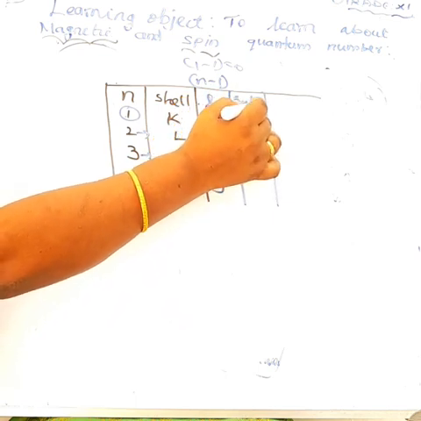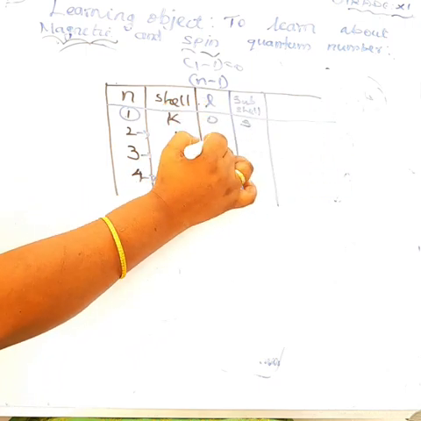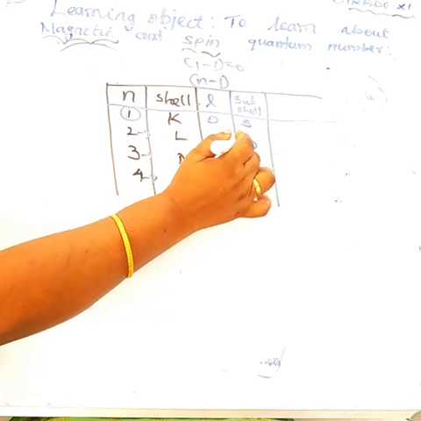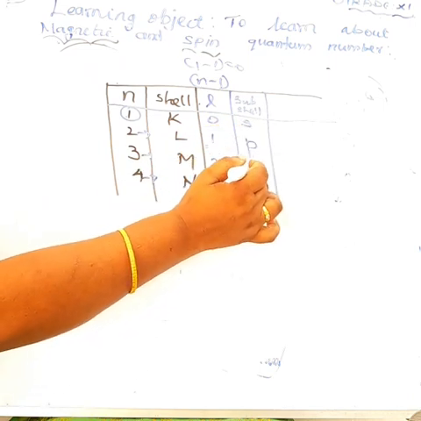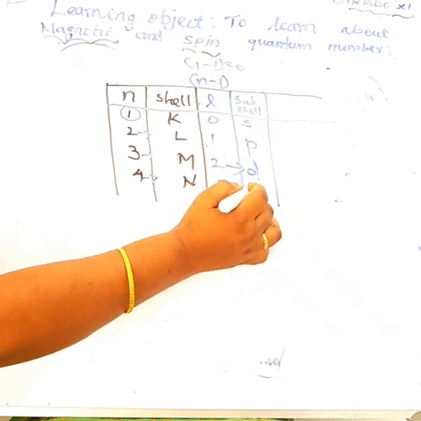L is equal to 0 means which subshell? S subshell. L is equal to 1 means which subshell? P subshell. And L is equal to 2 means D subshell, 3 means F subshell. Okay, understood?